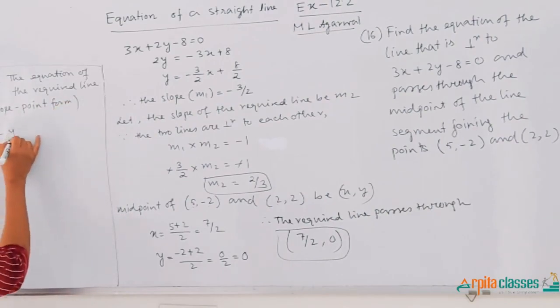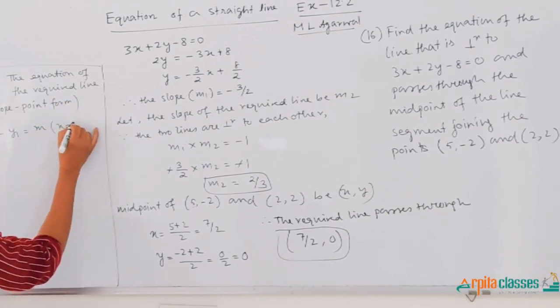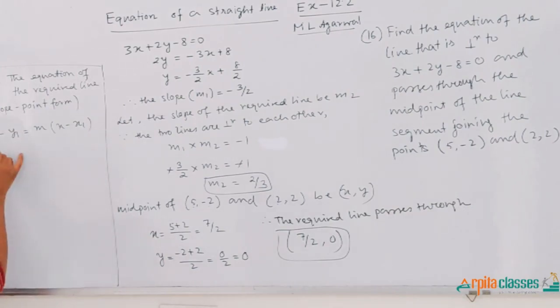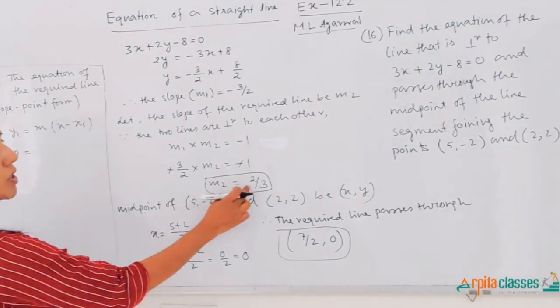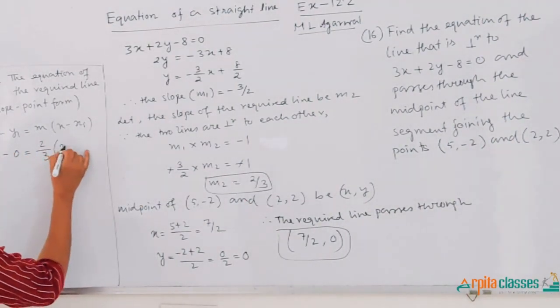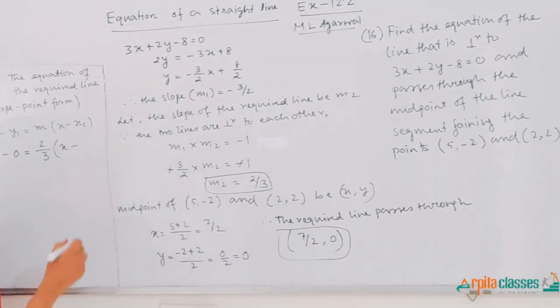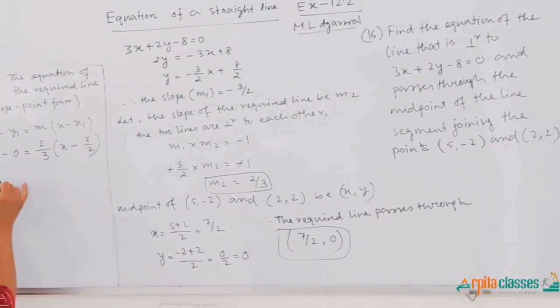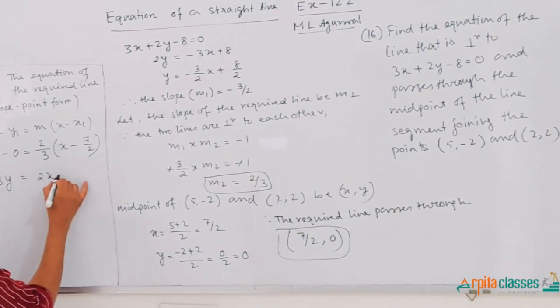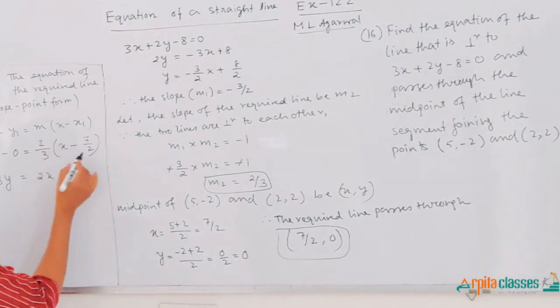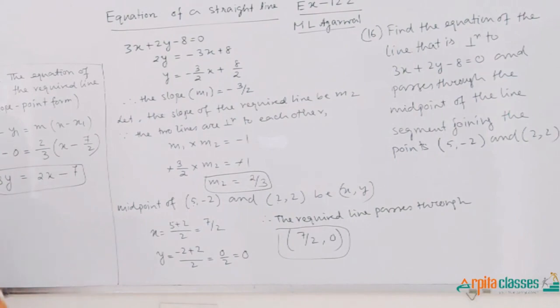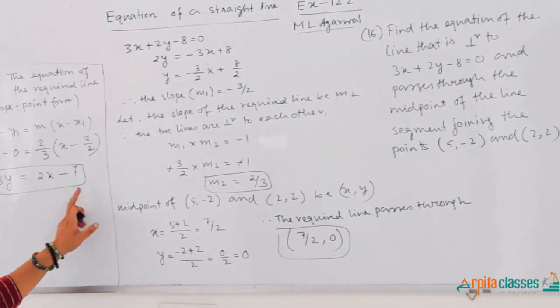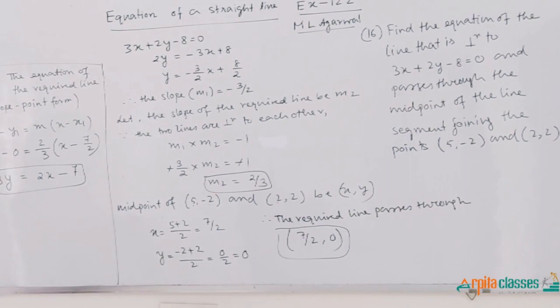What is that? y minus y1 is m times (x minus x1). So y minus y1 is your 0, you need 0 here. m is 2 by 3, so 2 by 3, x minus x1 is 7 upon 2, so 7 upon 2. So y, get 3 this side. 3y is equal to 2x minus 2 into 7 by 2. 2 gets cancelled, so it is only 7. So you can keep the answer like this: 3y is equal to 2x minus 7. This is the equation of the required line.